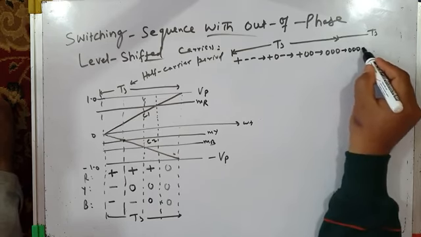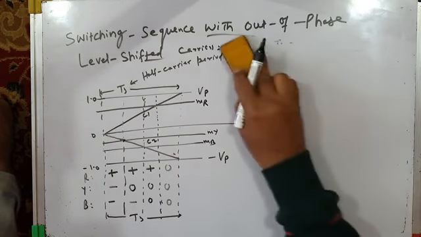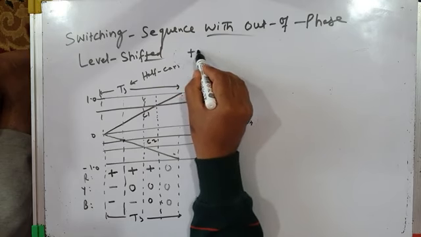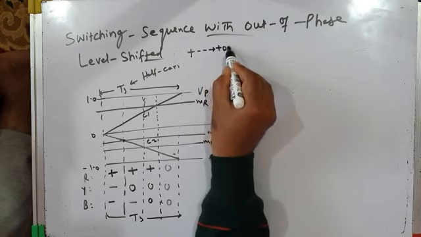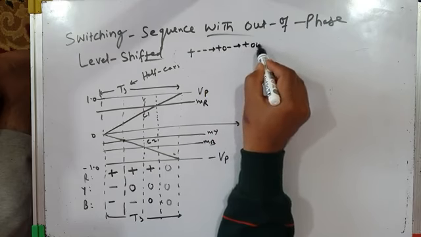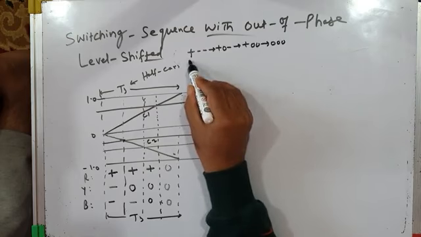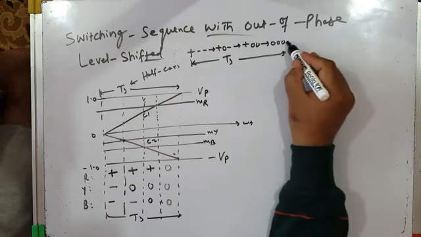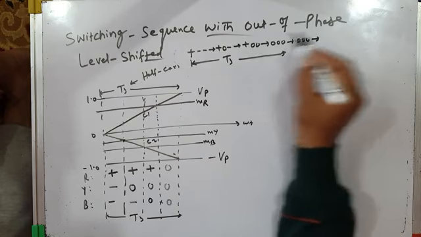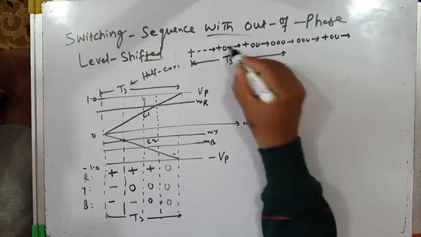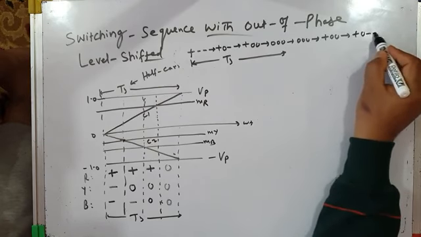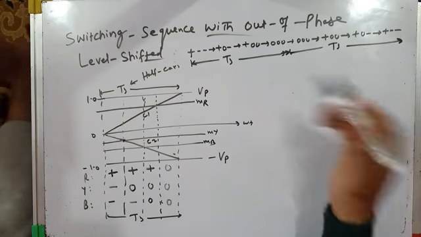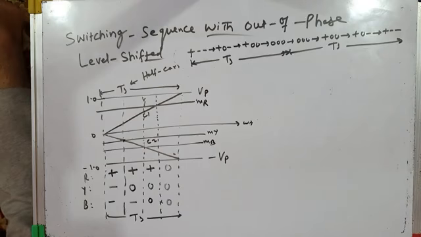First 0 0 0, then I need more space. Let me show it here. Plus minus minus, followed by plus 0 minus, followed by plus 0 0, followed by 0 0 0. This is one subcycle. In another subcycle, in the reverse order, first 0 0 0, then plus 0 0, then plus 0 minus, then plus minus minus. This is another subcycle.